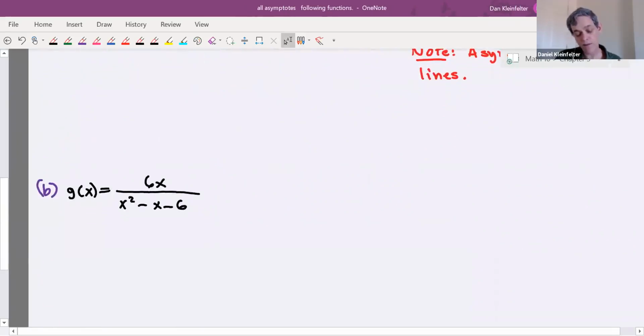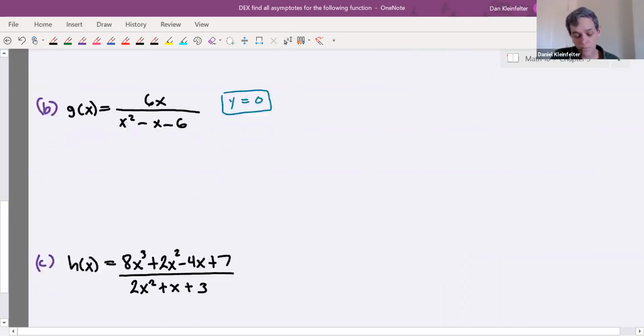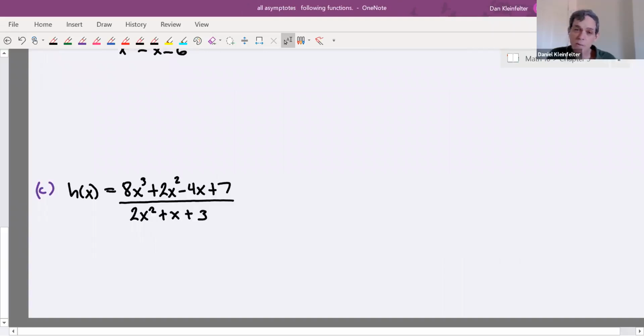For this one, the degree of the numerator is 1, degree of the denominator is 2, and so the bottom wins, so it will be y equals 0 for our horizontal asymptote. Next one, the numerator degree is bigger than the denominator degree, so this will have no horizontal asymptote, just by taking a look at the degrees.